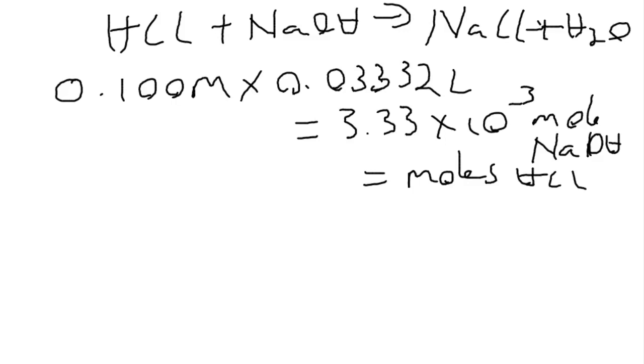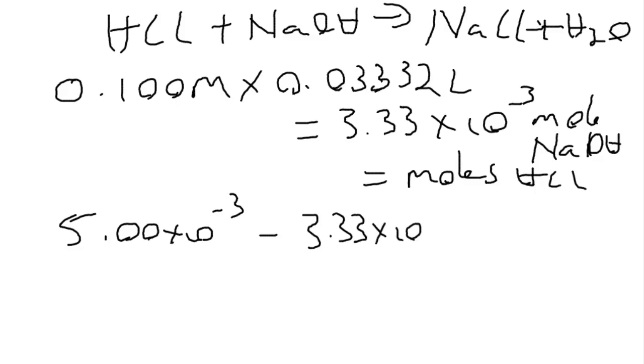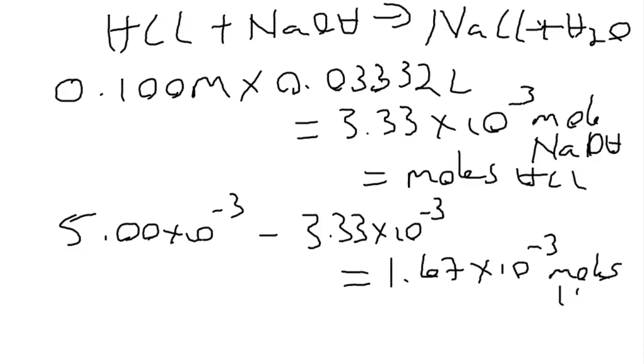Okay. Now we want to know how many moles of HCl were neutralized by the calcium carbonate, so we're going to subtract. So we had 5 times 10 to the minus 3 moles that we initially added. We know that 3.33 times 10 to the minus 3 moles were left after some of the calcium carbonate had neutralized. So we end up with 1.67 times 10 to the minus 3 moles of HCl.